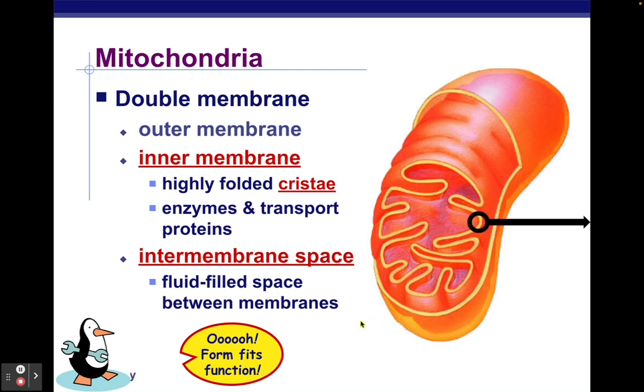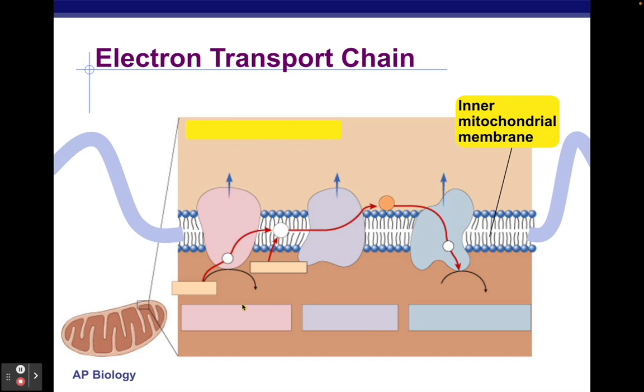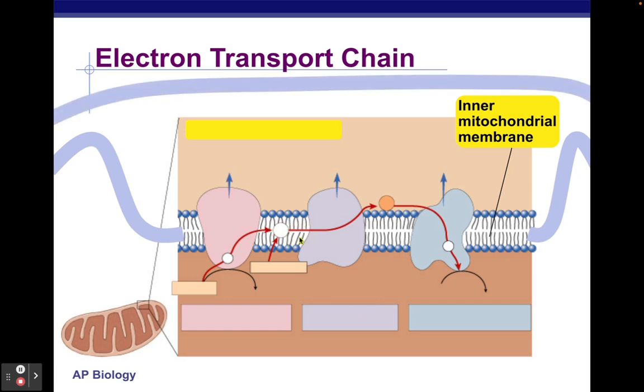So we're going to take a look at a cross section here. Here is what it looks like. This is the inner mitochondrial membrane. This is the electron transport chain, okay? This is the inner mitochondria. This is the intermembrane space between membranes. This is inside in the matrix. So here's our intermembrane space.